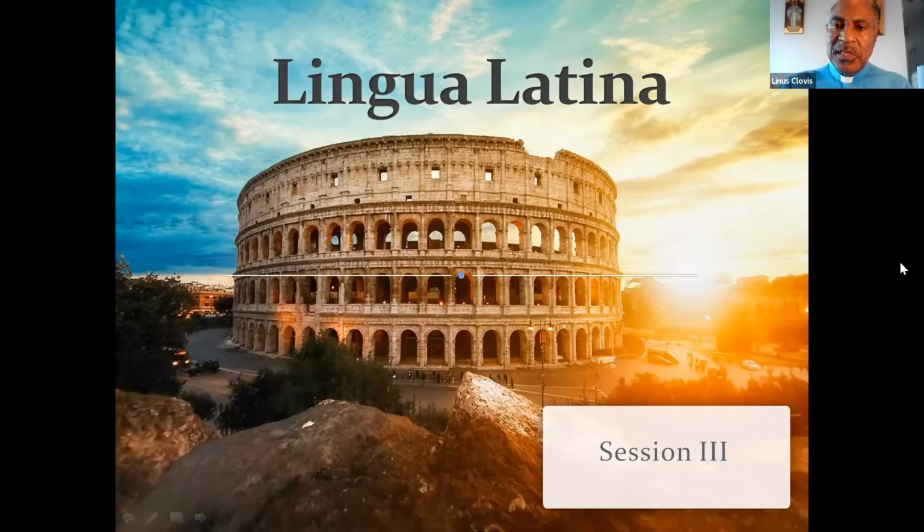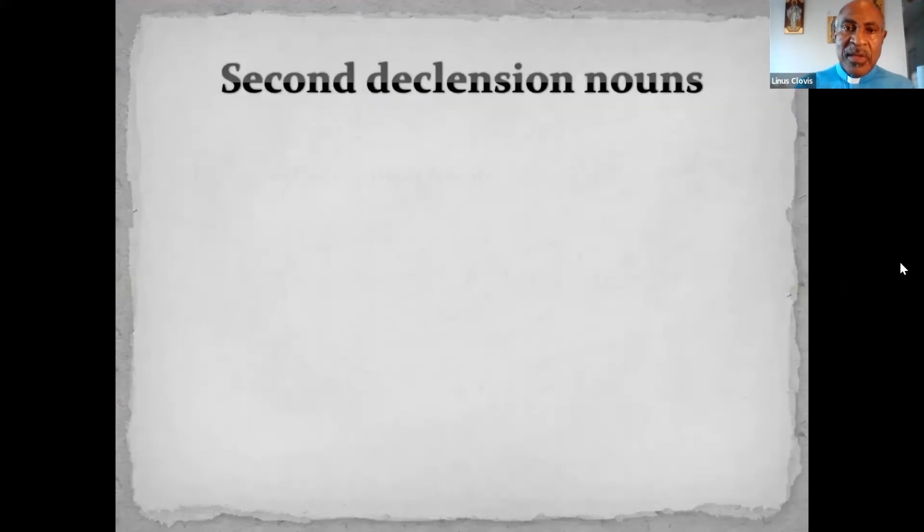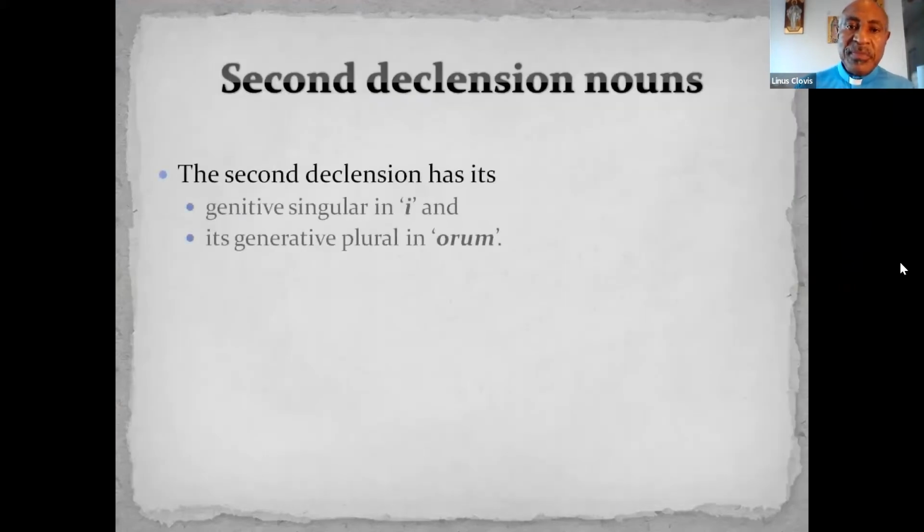Okay, so this is session 3. And we're going to be dealing with the second declension nouns. So the second declension has its genitive singular in I, and its genitive plural in orum. So that's an error there. I think that's my computer trying to correct. So that should be genitive, not generative. Plural in orum.